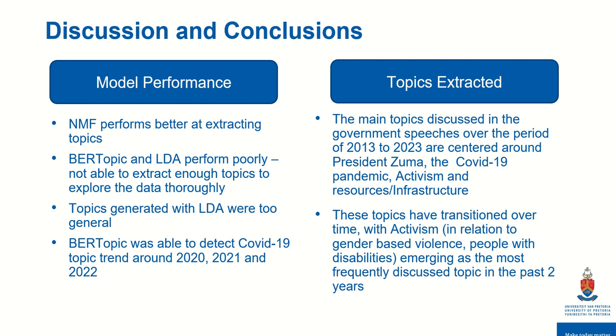And in terms of the topics extracted, I found that the main topics discussed in the speeches of the past 10 years were centered around President Zuma, the COVID-19 pandemic, activism, and resources and infrastructure. These topics have transitioned over time, with activism in relation to gender-based violence and people with disabilities emerging as the most frequently discussed topic in the past 2 years.